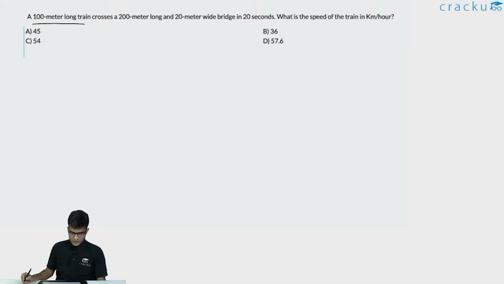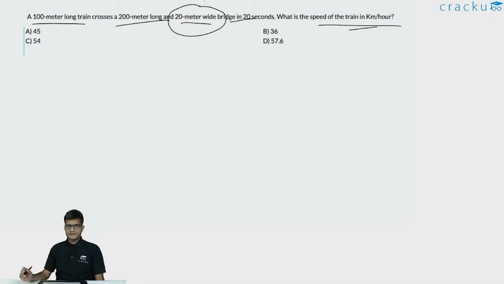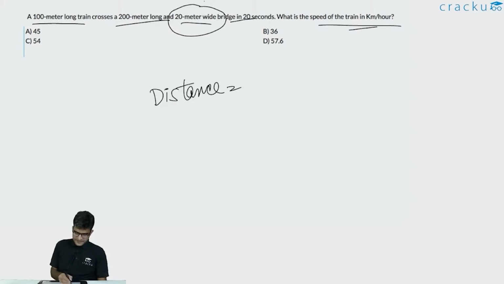In this question, we are told that a 100-meter long train crosses a 200-meter long and 20-meter wide bridge in 20 seconds. The width of the bridge is not really important when you are trying to calculate the speed of the train. What is important is how much distance did the train travel. The total distance that the train traveled will be equal to 100 meters plus 200 meters, which is equal to 300 meters.